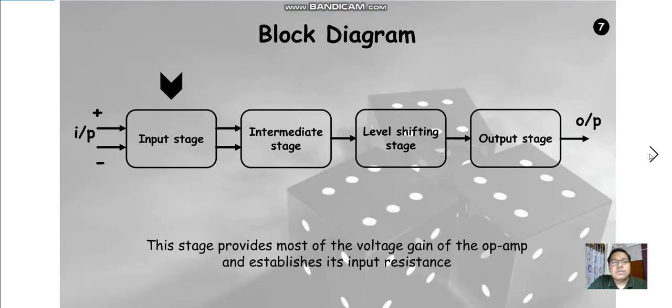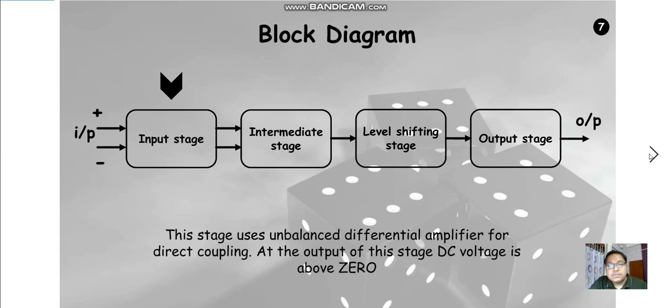Now a very important point is the stages. Mainly there are 4 stages in an IC741 op-amp. We call them the input stage, intermediate stage, level shifting stage, and output stage. In the input stage, this is the most important stage of this particular 741, because it mainly provides the voltage gain. We know this voltage gain is A suffix V, so that is the main stage which provides the voltage gain of the op-amp. Not only that, it also uses an unbalanced differential amplifier for direct coupling.